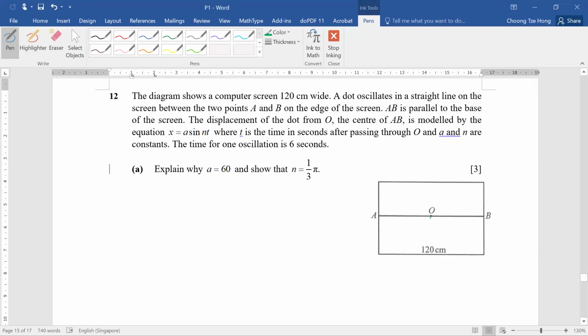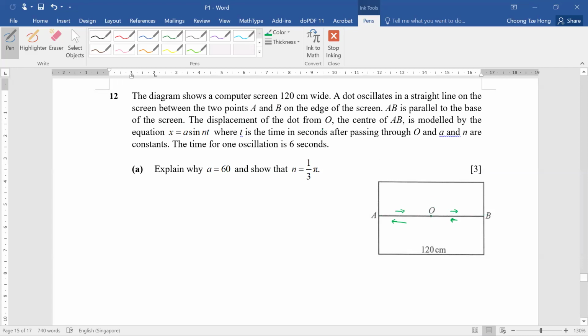So it will just oscillate between the points A and B, meaning that it will just go in this direction. Once it hits A, then it goes back in this direction, goes past O again, and then continues to move to the right. And then once it reaches B, it then goes backwards and returns back to O. So this action will just keep on continuing. Okay, so let's continue reading the question.